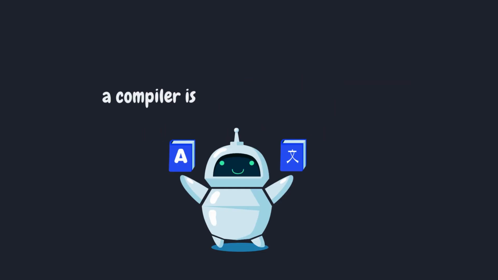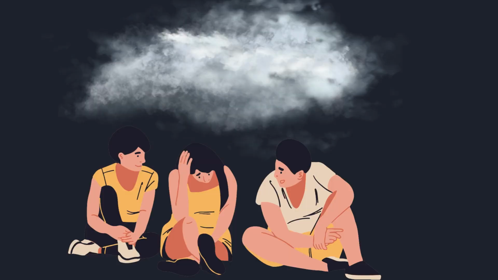In summary, a compiler is like a language translator that converts your entire letter into a new language, providing a standalone translated version. An interpreter is like a friend who understands both languages and explains your letter in real time without creating a separate translated version.